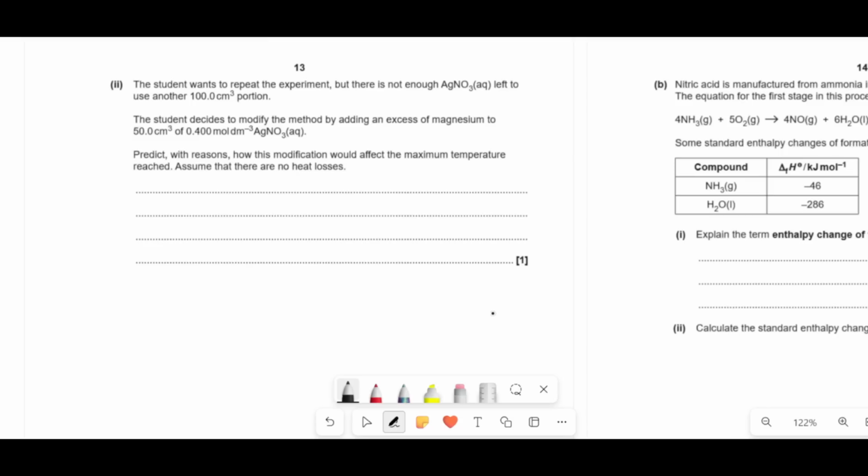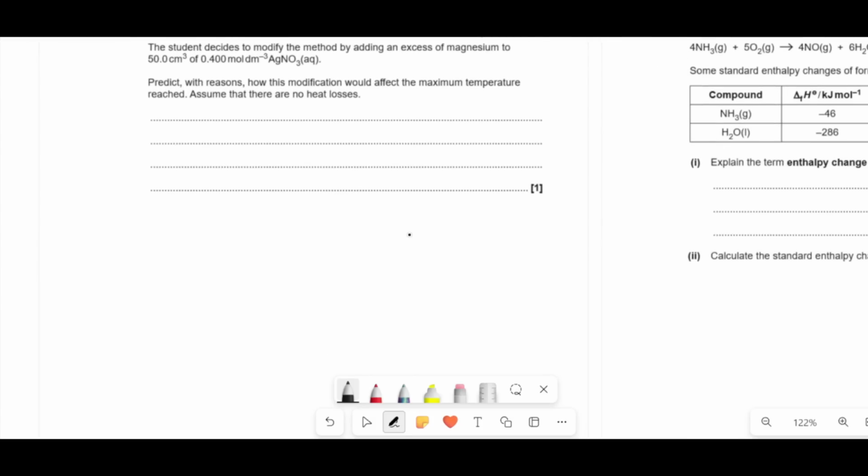52.4. The student wants to repeat the experiment, but there's not enough AgNO3 left to use another 100 centimeters cubed portion. So what they do is they instead modify it to add an excess of magnesium to 50 centimeters cubed of 0.4 moles per decimeter cubed AgNO3. Predict, with assumptions, what would happen to the maximum temperature reached, and assume there were no heat losses.